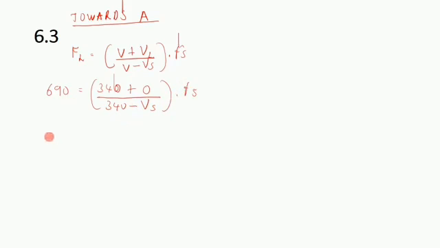Then cross multiplying here, we will end up with 690 bracket 340 minus Vs is equals to 340 Fs. So let's express this as our equation 1. Then we have another case here whereby it's now moving away from A.